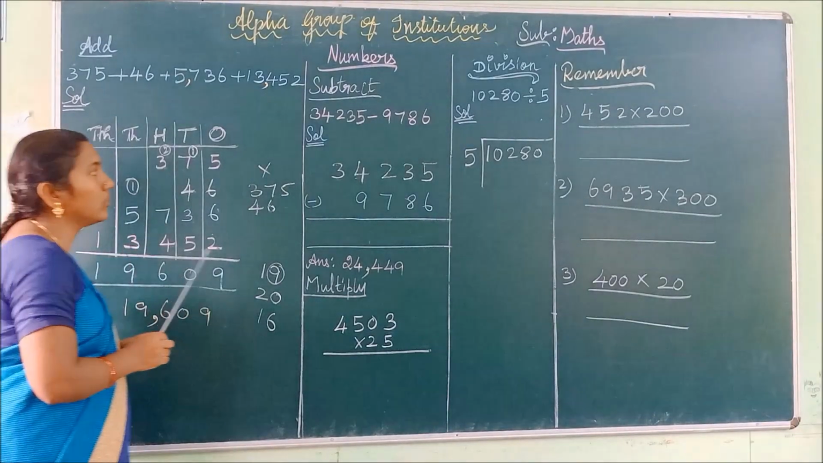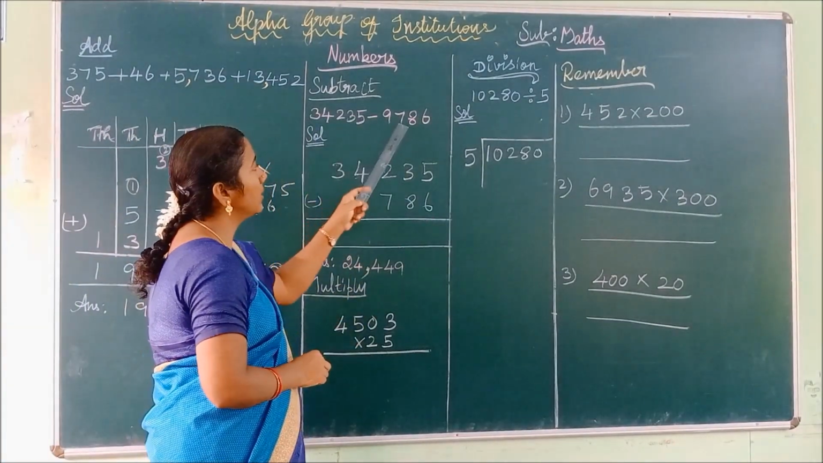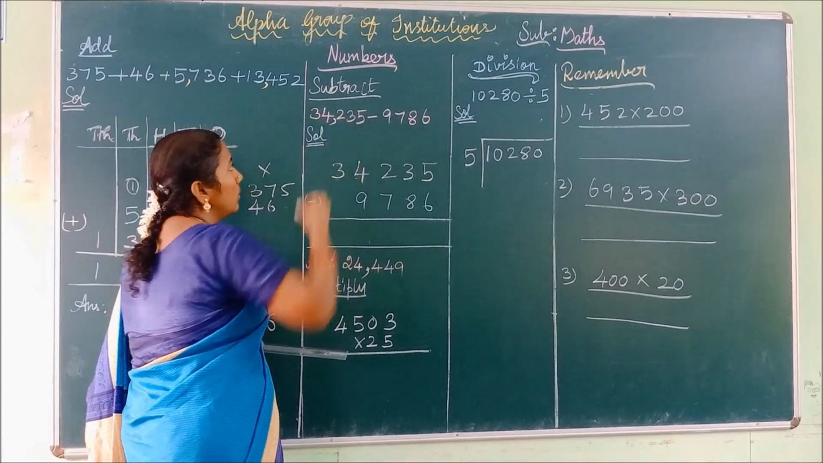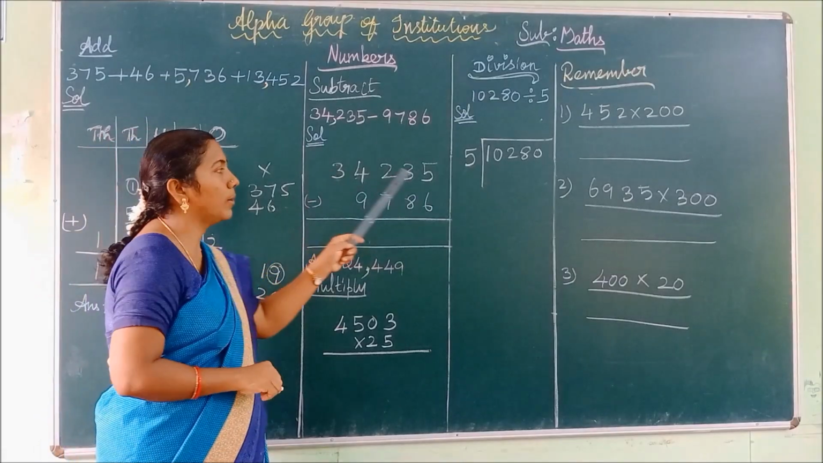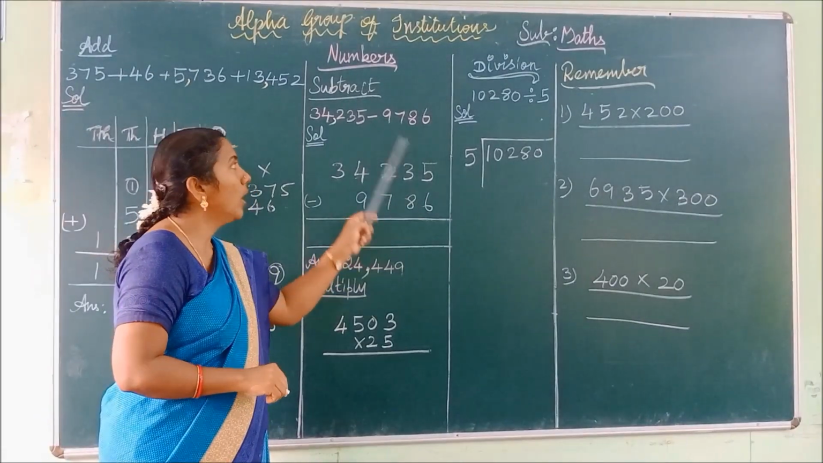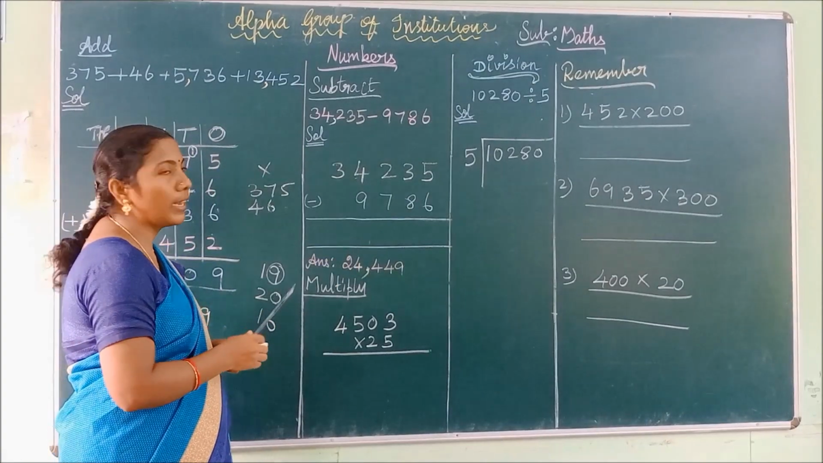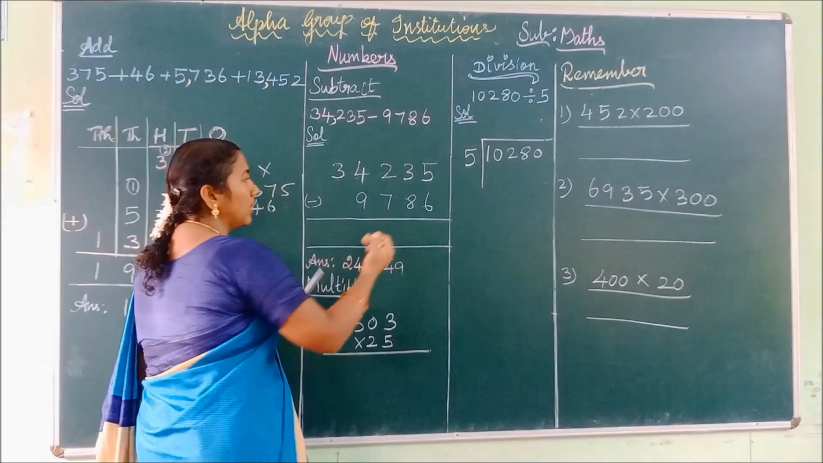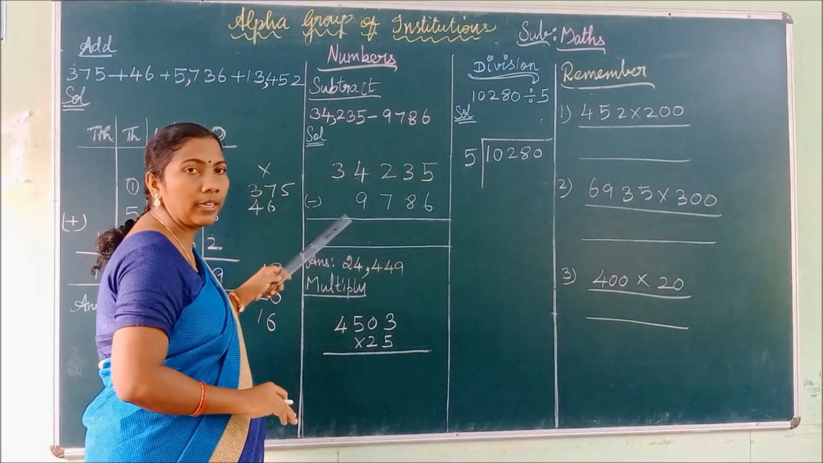Next we are going to see a problem on the operation subtraction. So you have to subtract 9,786 from 34,235. First you have to write the bigger number in the upper row, and then write the next number in the second row. Now you have to subtract the numbers from right to left. Always you have to subtract the numbers from right to left. Okay, this is the way you have to write this number.